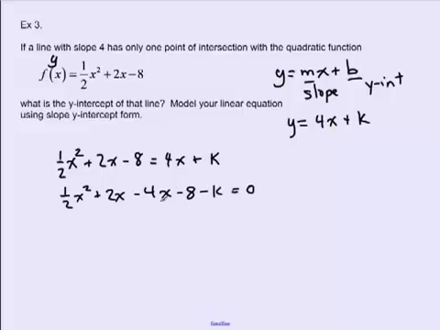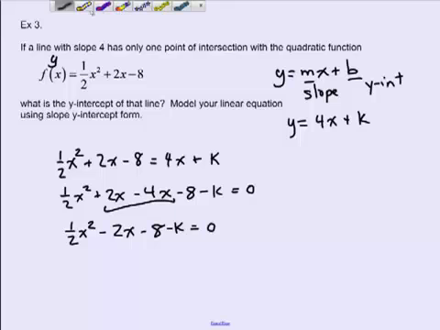So 1/2 x squared plus 2x minus 4x minus 8 minus k. These two terms here we can collect because they're like terms. So we're just left with 1/2 x squared, positive 2x minus 4x is -2x, and then -8 minus k. Okay, so now we've got basically our three terms. The x squared is one term, the -2x is the second term, and this -8 minus k, because k is just some random number, will just end up being a number by itself.